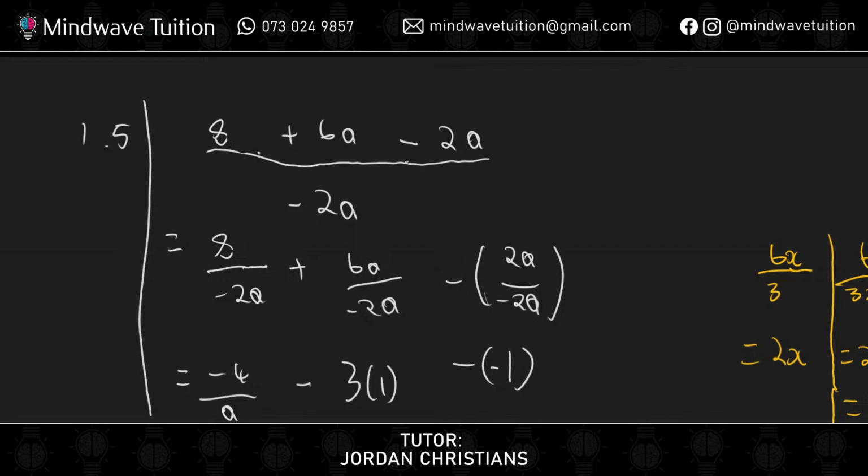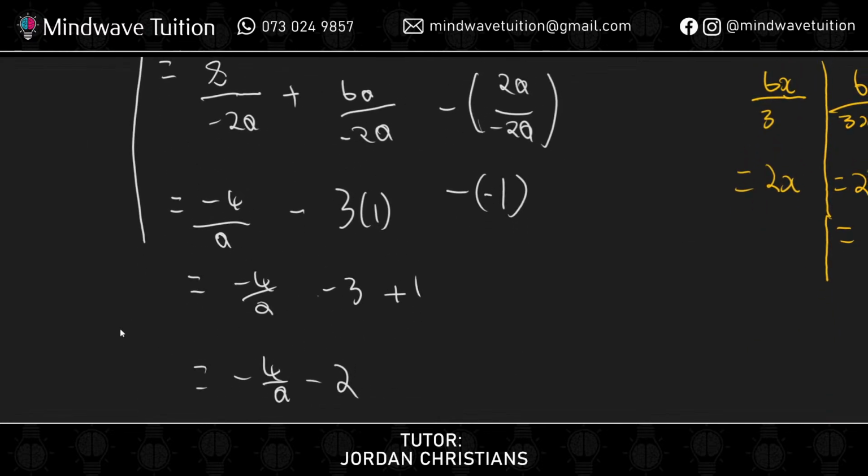Just going over it again. We can break this all up by putting the denominator under each part of the fraction. So 8 over negative 2a, 6 over negative 2a, and 2a over negative 2a. And again, we'll just put the actual operation of what's happening in front of the fraction. So plus 6a will just come in front here, minus 2, the minus will just come in front here, but we are still dividing by negative 2a.